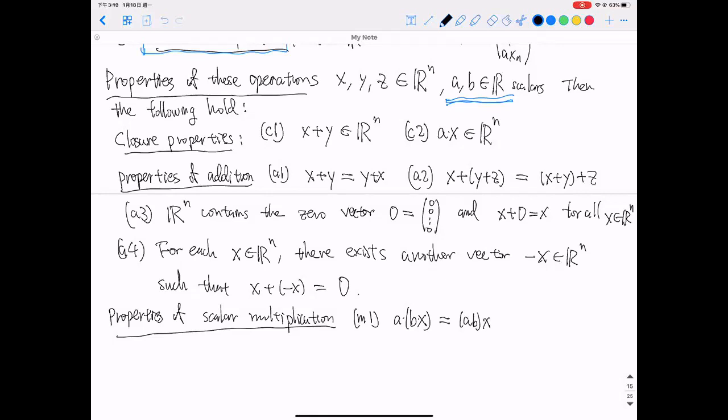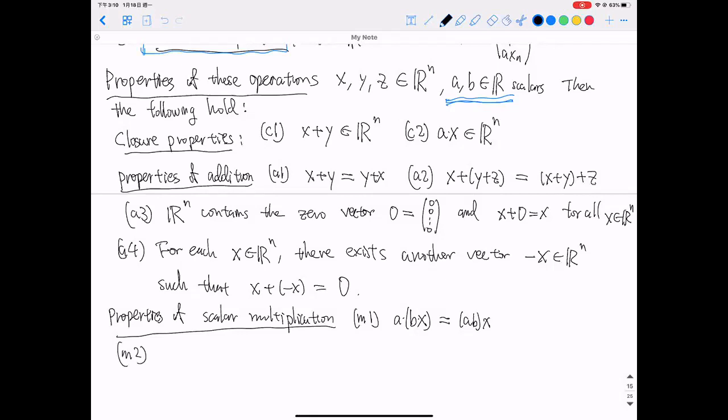And this is easily checked from the definition of scalar multiplication, because on either side, you're basically multiplying a and b to each component of the vector x. And for numbers, this property just holds.